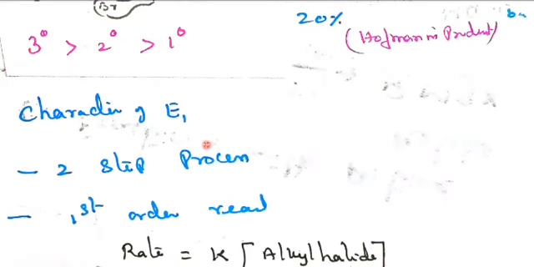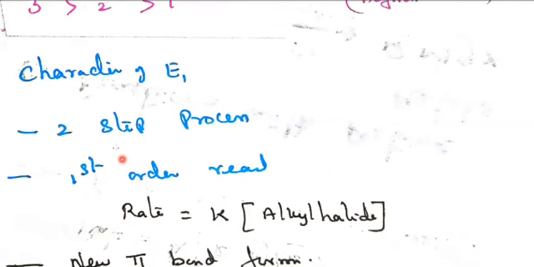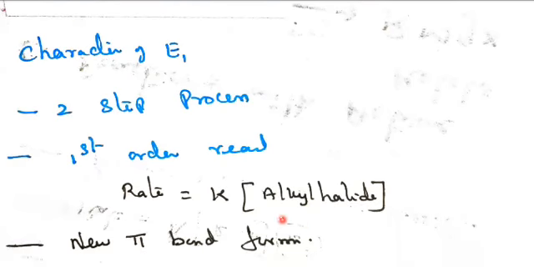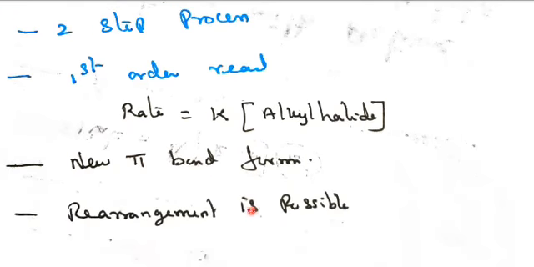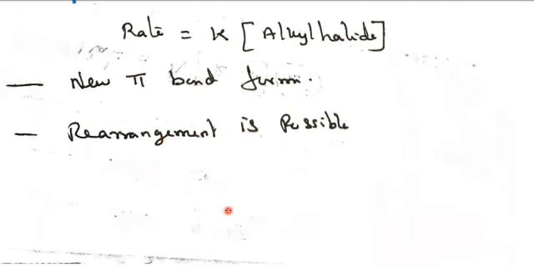Now the characteristics of E1: a two-step process. We are going to compare E1 and E2. The two-step process is called E1, a first order reaction, because the rate of the reaction is directly proportional to the alkyl halide, since only one alkyl halide concentration term is present. The proportionality constant is k. The new pi bond is formed, so rearrangement is possible.